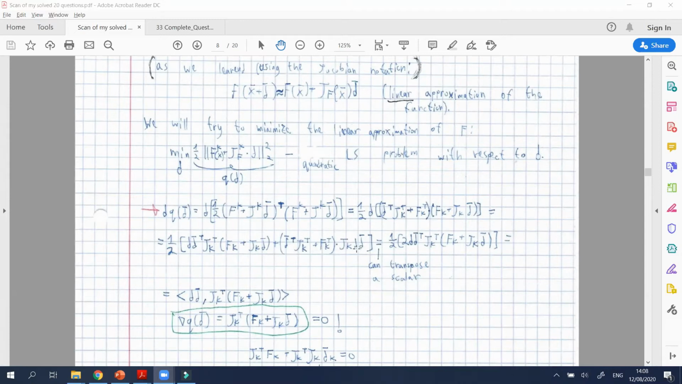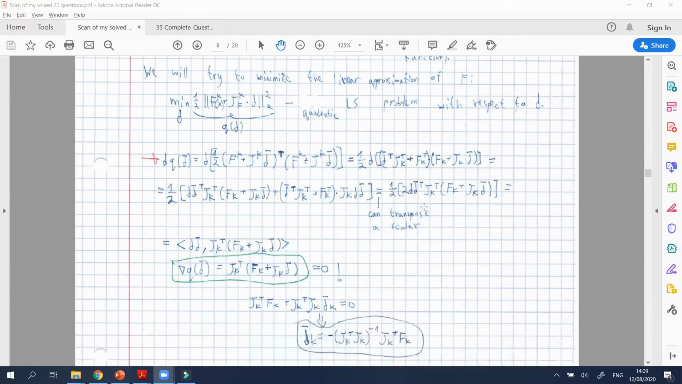This is a vector, a small change in d. This is the Jacobian, and this would output a vector. This times this would output a vector transpose times a vector, a row times a column vector. This is a scalar. In the same way, this is a column vector, and this would be a row vector. So we get a scalar, we can transpose it, and according to that, we get two halves of the same expression, which is this.